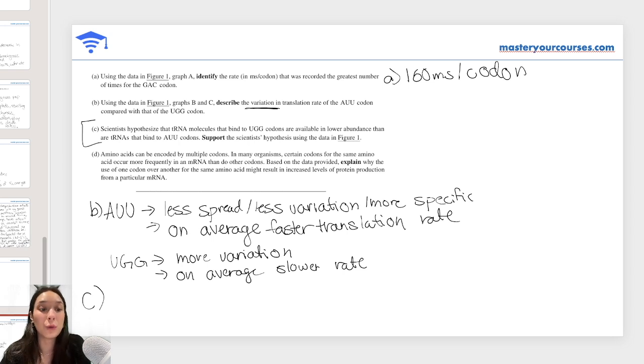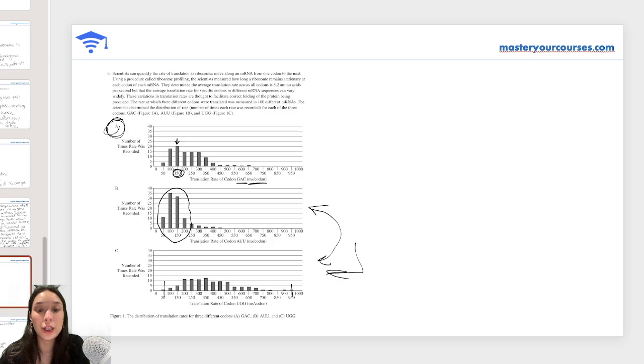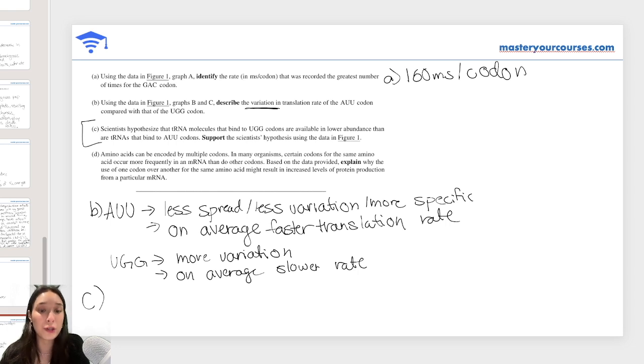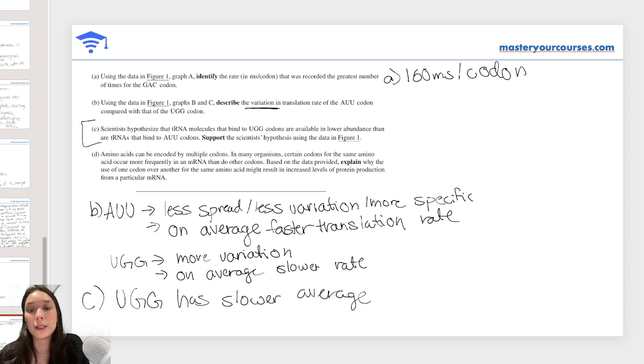So that does make sense with our data, because when we looked at UGG, we said on average, the rate is much slower because you're getting most of the bars around this region here. I would say maybe on average about 350 is where that middle part is. Whereas here you're getting the highest amount around 100. So it's very clear that this one is going a lot slower. Like we indicated in part B, I would maybe re-mention it. So it does make sense with figure 1 because UGG has a slower average translation rate.